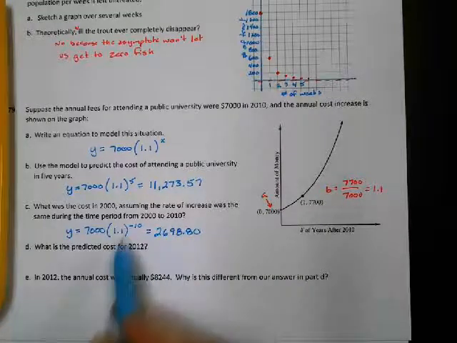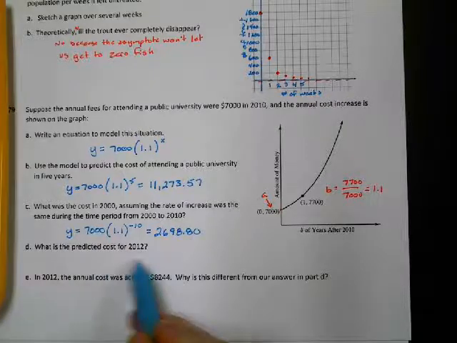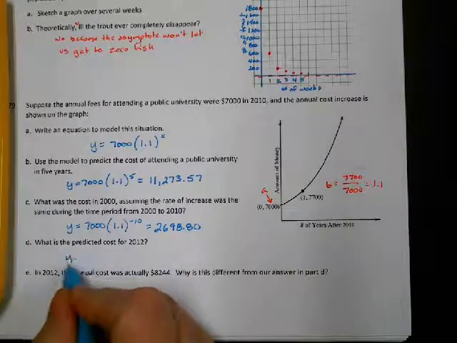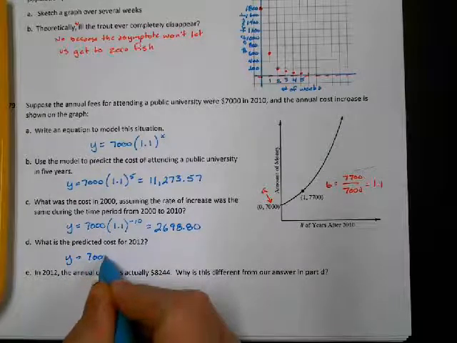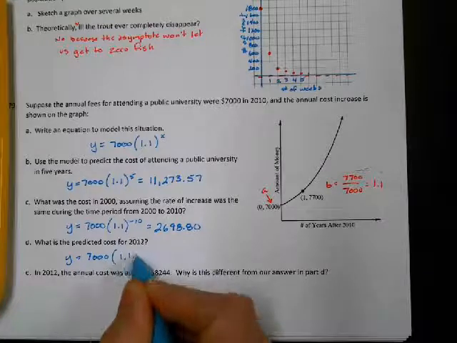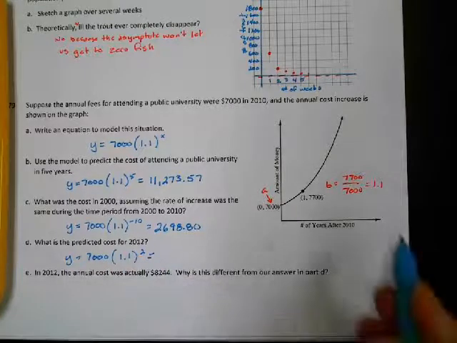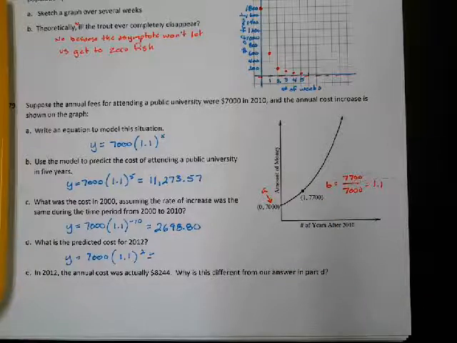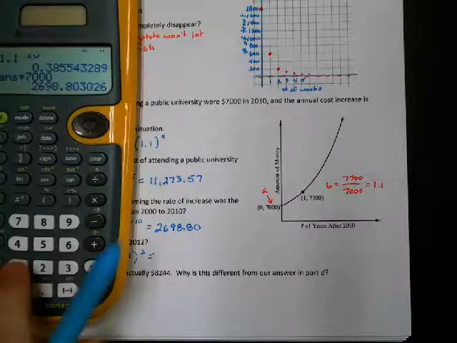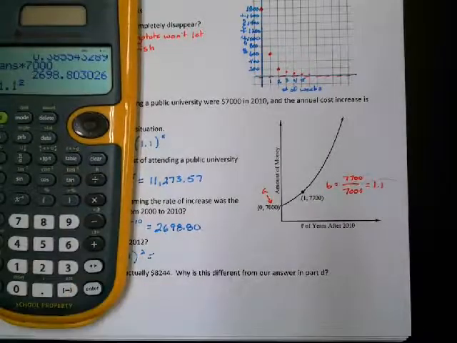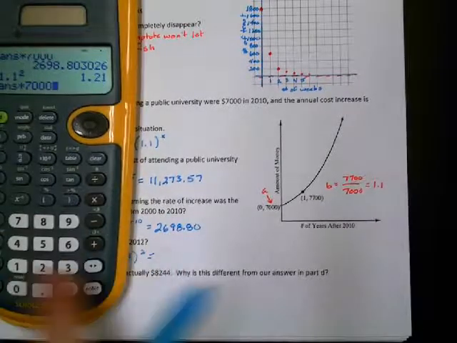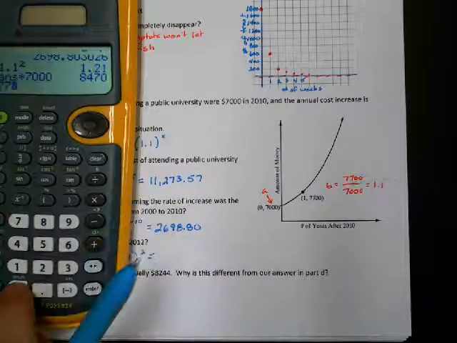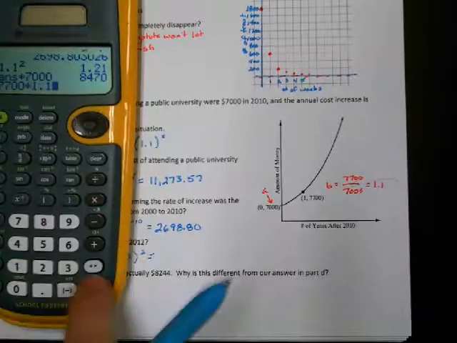What is the predicted cost for 2012? That would be y equals 7,000 times 1.1 to the 2nd power. So that's one way we could do it. Or I could just take 7,700 and multiply by 1.1. I'm going to get the same answer. So 1.1 to the 2nd power times 7,000 gives me 8,470. Now, if I took 7,700 and multiplied by 1.1, I get the same exact answer of 8,470.